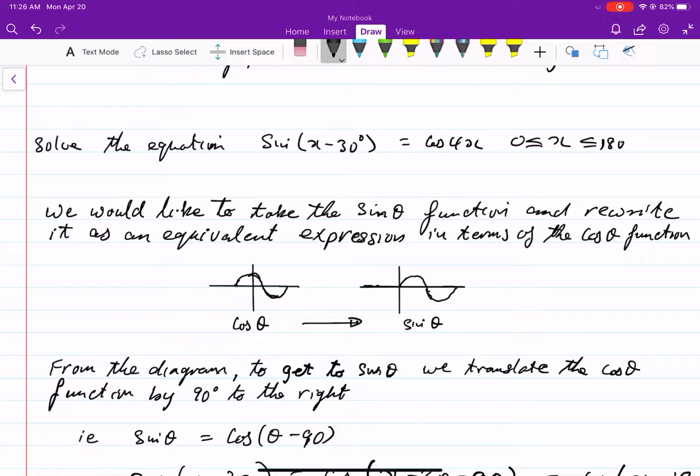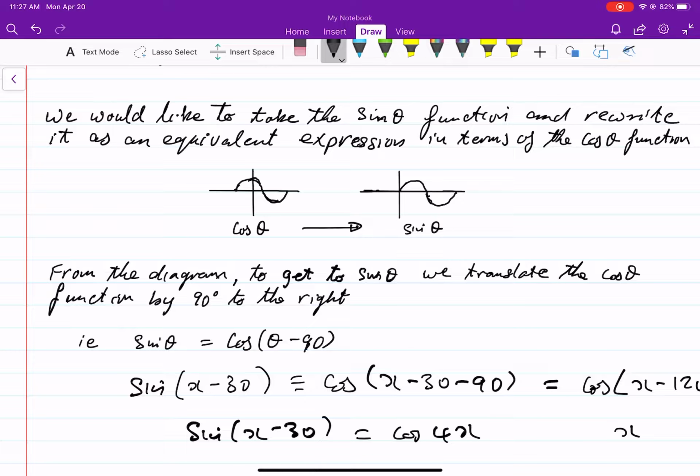What I'm going to do in this first pass of the problem, I'm going to have the cos trig ratio on both sides. So I'm going to change the sine function into the cos function. Here I have written, we would like to take the sine function and rewrite it as an equivalent expression in terms of the cos theta function. And how do we do that? Well, let's utilize our knowledge of transformations. If you look at the graphs that I have drawn there, if I take the cos function and shift or translate it by 90 degrees to the right, I'm going to end up with the sine function. So from the diagram, to get the sine function, we translate the cos function by 90 degrees to the right.